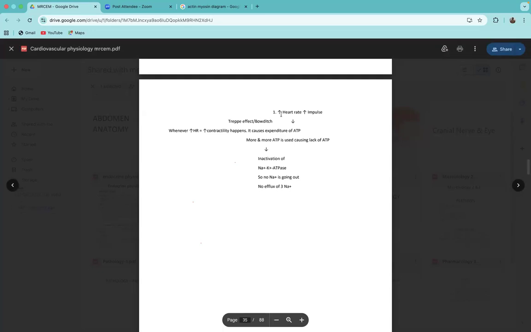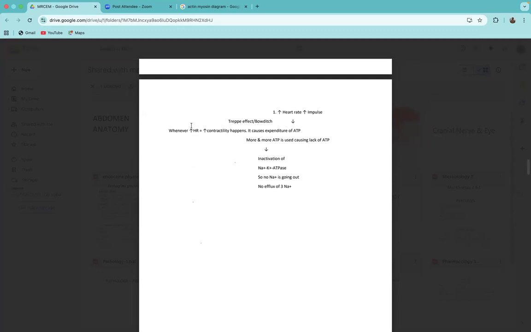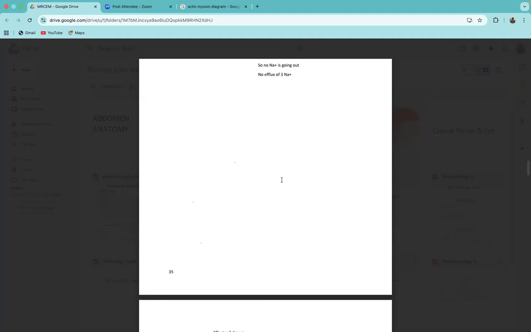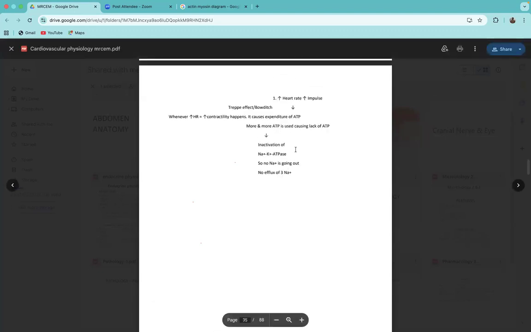Okay, so heart rate increases due to the increased impulse, and whenever there is more heart rate, more contractility happens. It causes expenditure of ATP, and due to the expenditure of ATP, more and more ATP is used, causing a lack of ATP. Due to the lack of ATP, inactivation of the sodium potassium ATPase pump will occur, so no sodium going out, no efflux of 3 sodium, and no potassium influx.